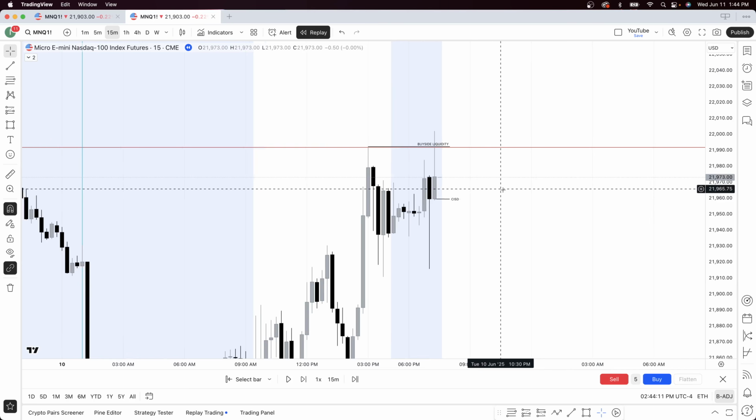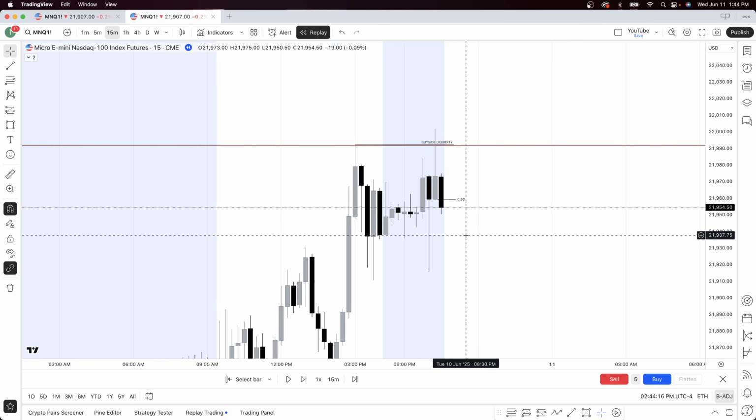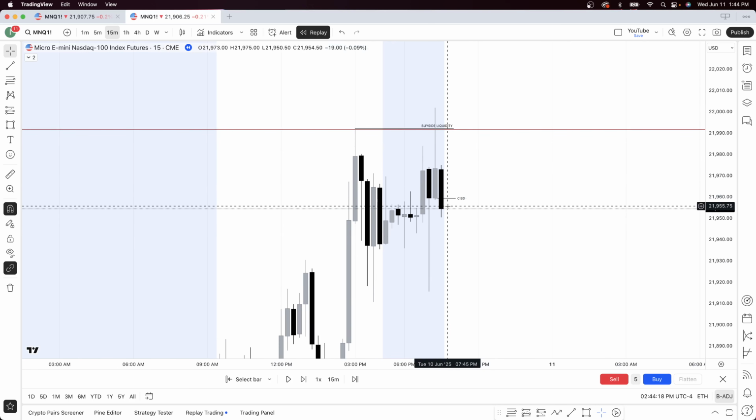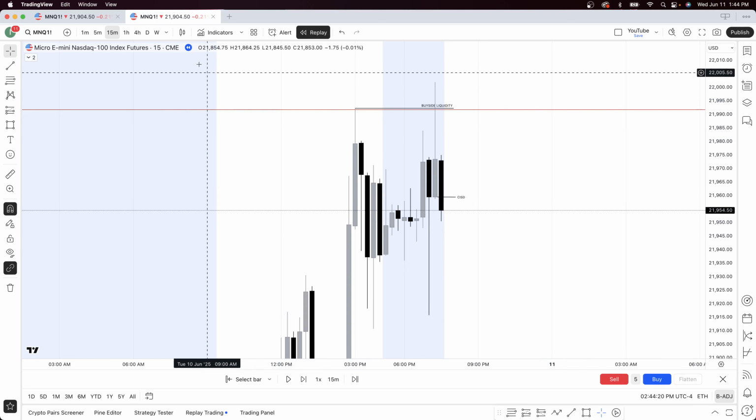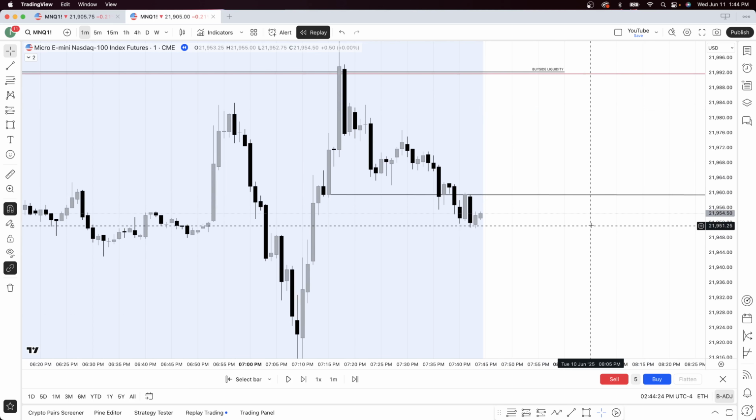And then we ultimately do get that close here immediately after, going into the 7:45 p.m. 15-minute candle, which is when I dropped. Well, I didn't drop. I entered on the 1 minute. I'm sorry, I entered on the 15-minute. But for the purposes of this, I'm going to show you.